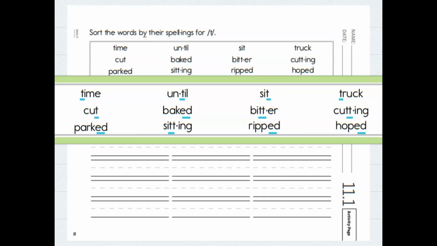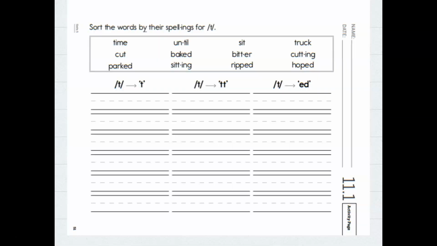Now, I want you to take these words and sort them into the right column based on their spelling. So if the t sound was spelled with a T, like in the word time, you're going to put it in the first column. If the word had a spelling for t that was TT, you're going to put it in the middle column, like the word bitter. If a word had the t sound spelled ED, like in the word baked, you're going to put it in the last column.